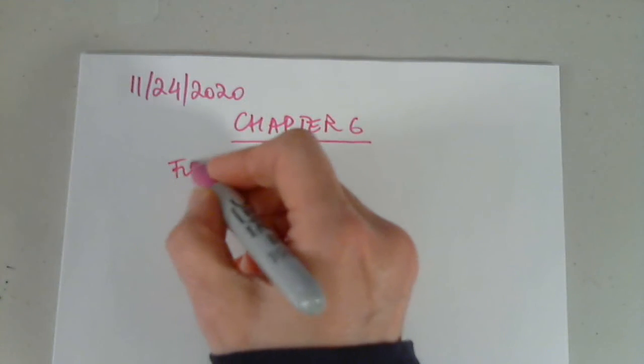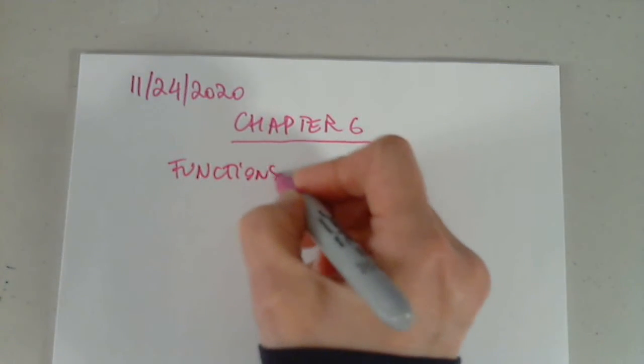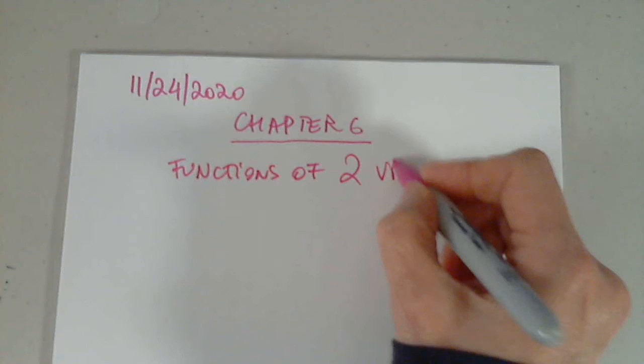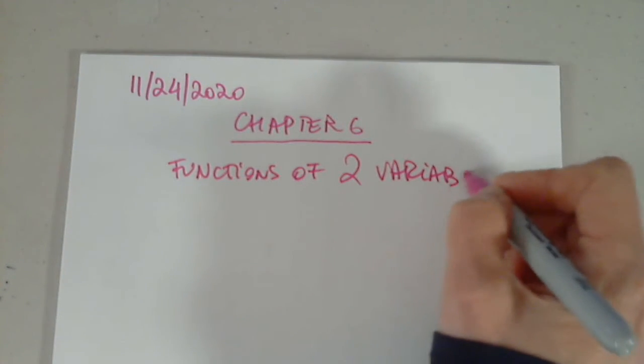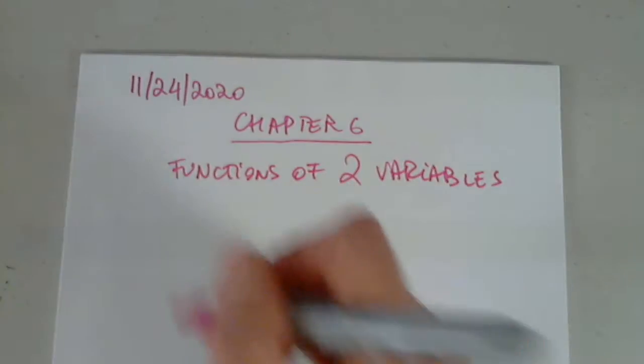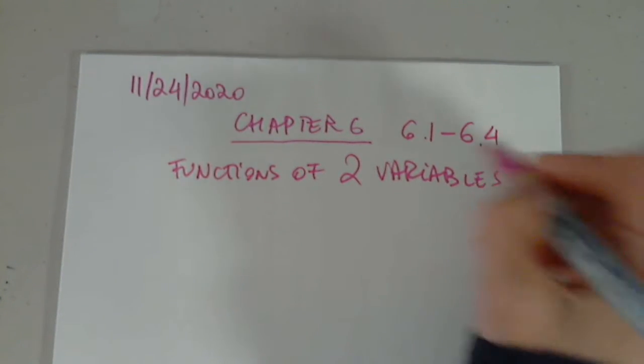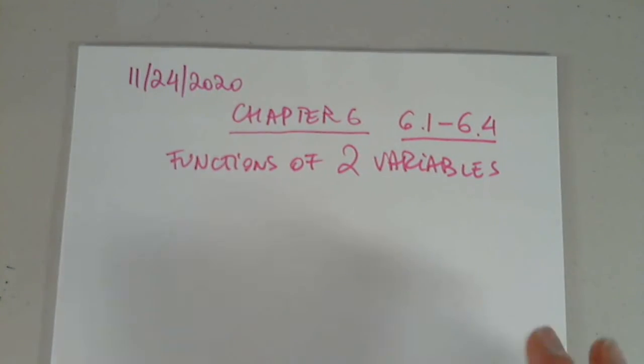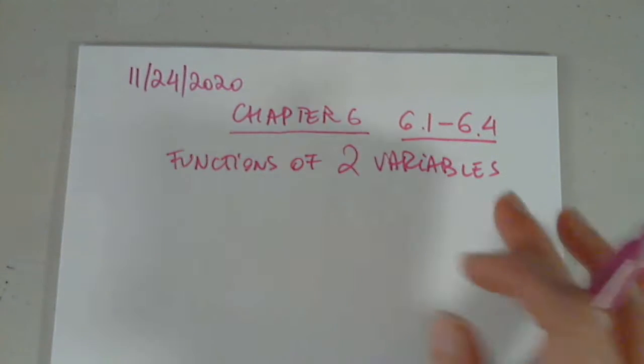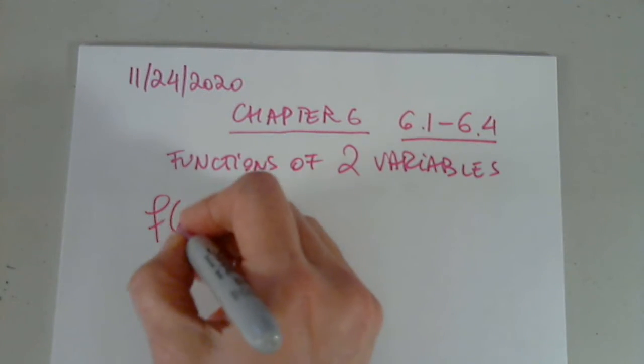About functions of two variables. And we have to look at 4 sections from 6.1 to 6.4. First of all, how will a function of two variables look like? Something like this.